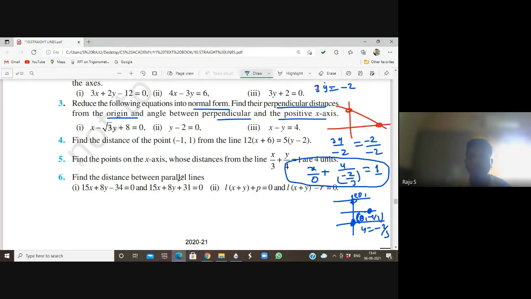Okay, coming to the question. First, reduce the following equation into normal form and find their perpendicular distances from the origin. From the origin means root over a square plus b square.